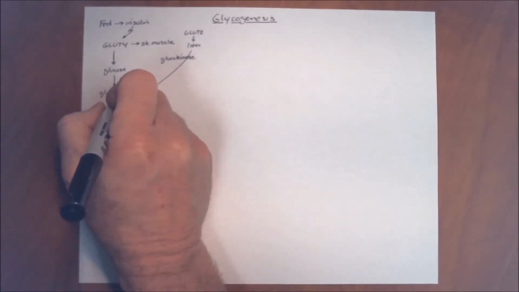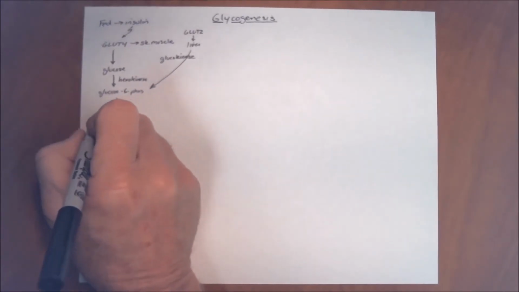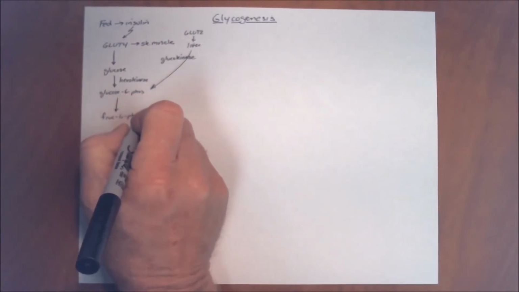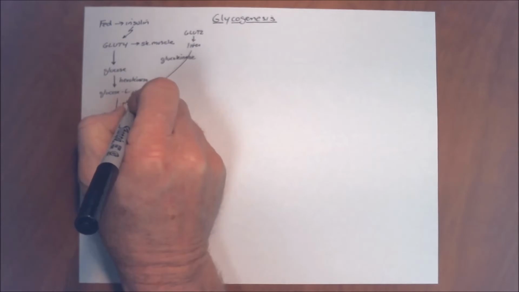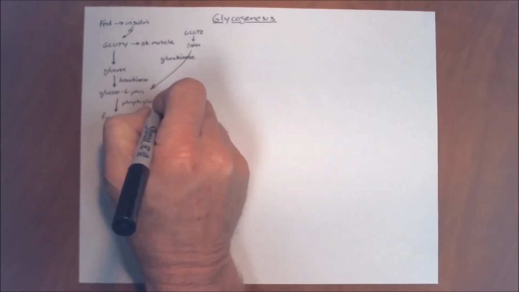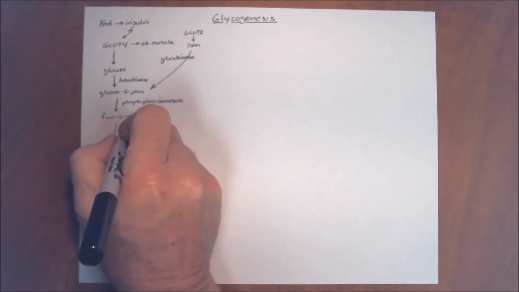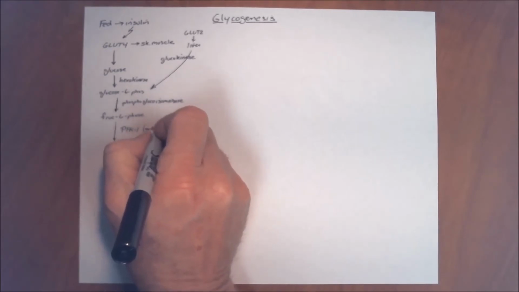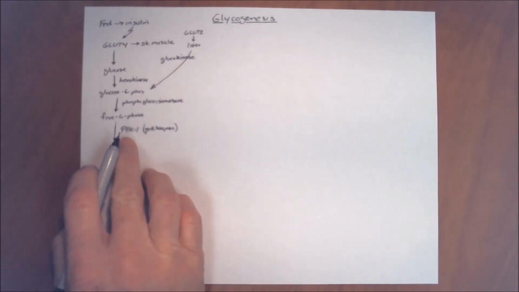Once we have glucose 6-phosphate, down the glycolytic pathway, we are going to isomerize this into fructose 6-phosphate. This is phosphoglucoisomerase. And then, of course, our next reaction is done by our enzyme PFK1. And this is considered the gatekeeper. What do I mean by gatekeeper? This enzyme is the key regulatory enzyme in glycolysis.